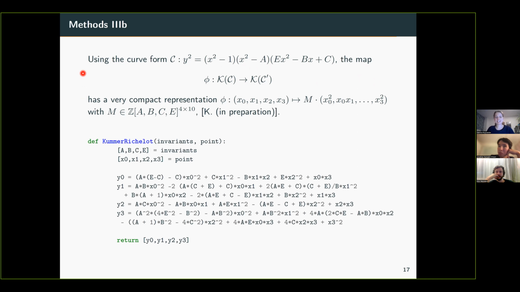And it's even nice enough so that I can write it down on a slide. So what this means is if we have those invariants A, B, C, E for our curve, and we take a point on the Kummer surface. So on the Kummer surface, this was in P3, so any point is represented by 4 coordinates, x0, x1, x2, x3. And if you have such a point as the input, the image under our isogeny will also consist of 4 points, which I called y0, y1, y2, y3. And those can be explicitly represented in terms of those formulas here.